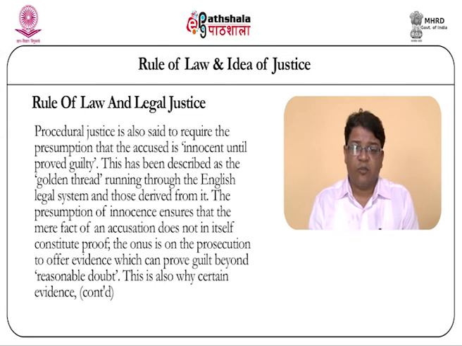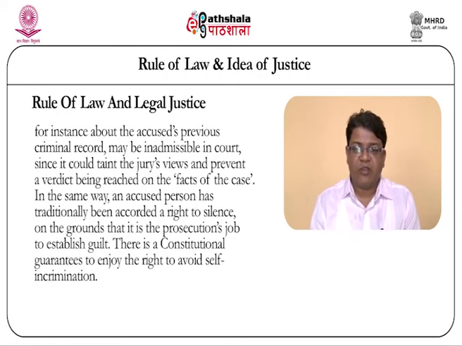Procedural justice is also said to require the presumption that the accused is innocent until proved guilty. This has been described as the golden thread running through the English legal system and those derived from it. The presumption of innocence ensures that the mere fact of an accusation does not in itself constitute proof. The onus is on the prosecution to offer evidence which can prove guilt beyond reasonable doubt. This is also why certain evidence, for instance about the accused's previous criminal record, may be inadmissible in court, since it could taint the jury's view and prevent a verdict being reached on the facts of the case.